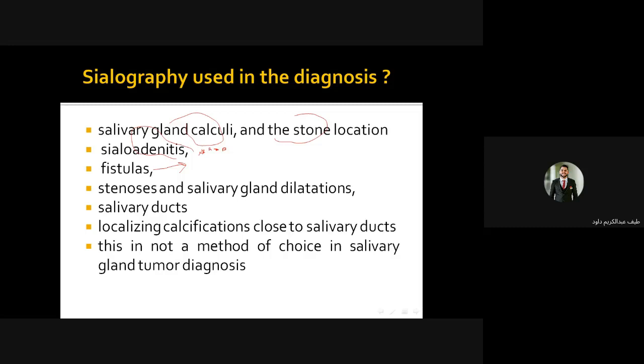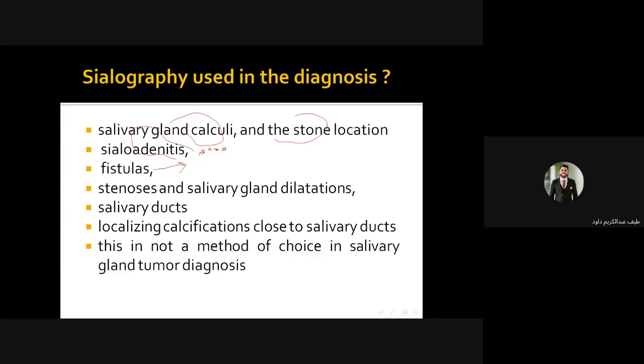Sometimes if there is any stenosis inside the duct, whether this stenosis is due to swelling, due to a stone, whatever, the radioactive material cannot pass through the duct. And here we could demonstrate that there is stagnation in the salivary gland duct. The duct as a general rule could be demonstrated. And even if there is any calcification, we could demonstrate it by this method.